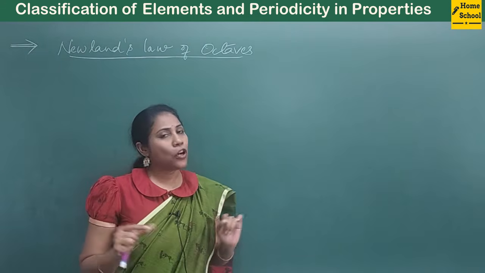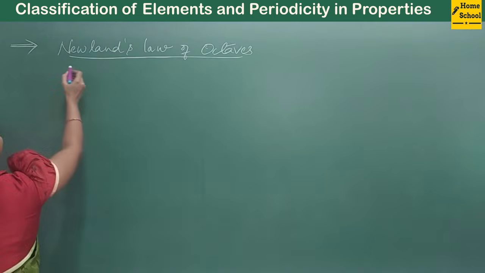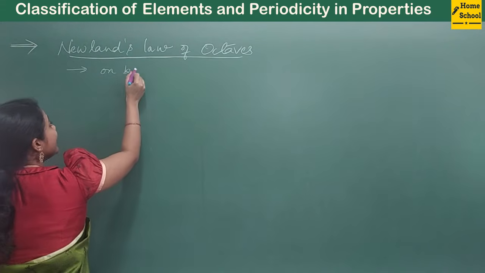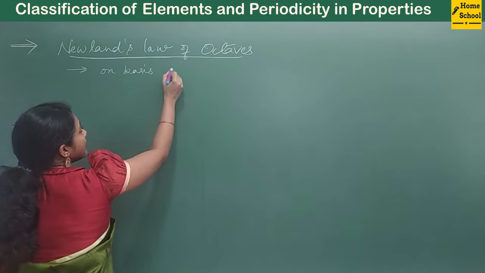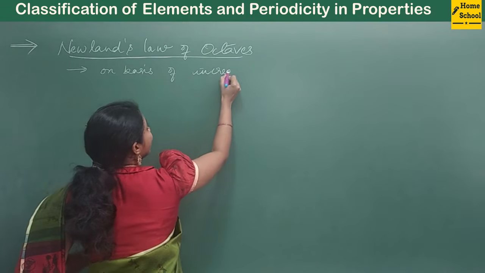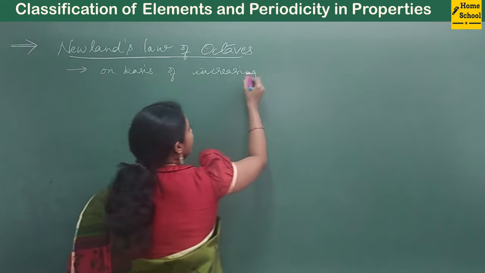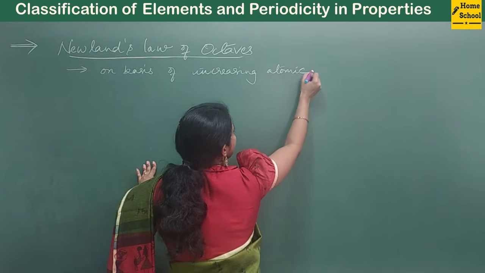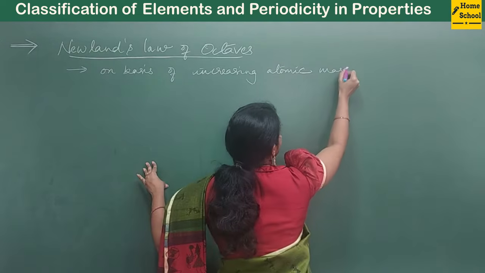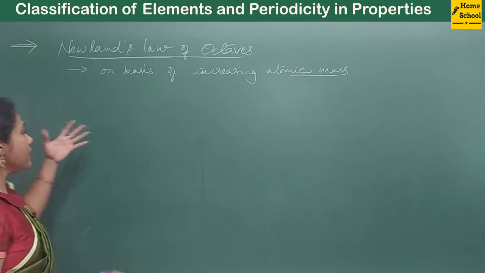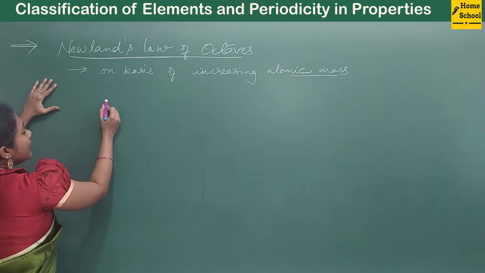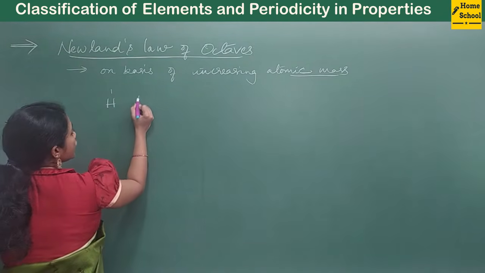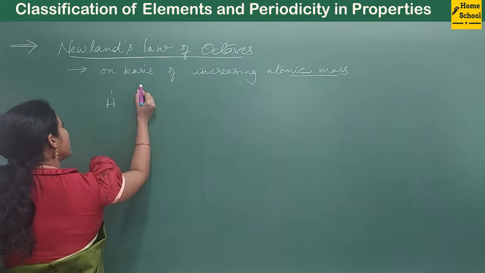Coming to Newlands' law of octaves, this is also very simple. Even this periodic table was designed on the basis of increasing atomic mass. So just like Dobereiner, this fellow also followed atomic mass as the property to decide the arrangement of elements. Okay, see, let me first show you his periodic table. See, he started with hydrogen. We know the atomic mass of hydrogen is 1. The next element he arranged was lithium. And lithium's atomic mass was 7, right?